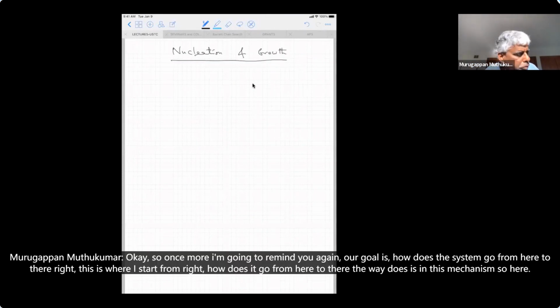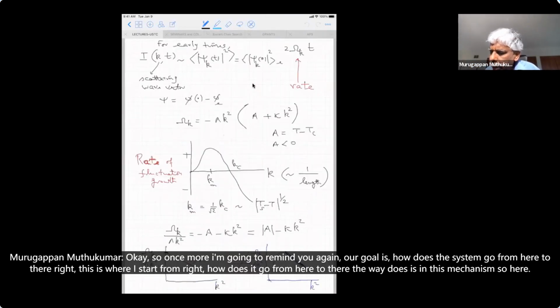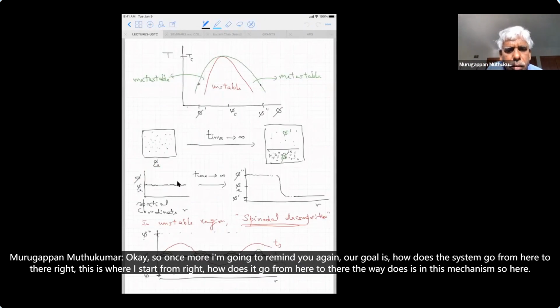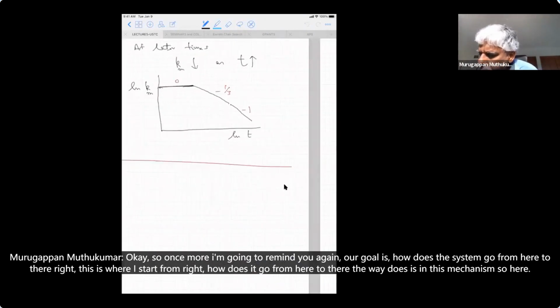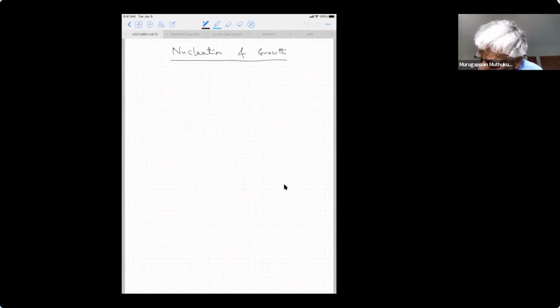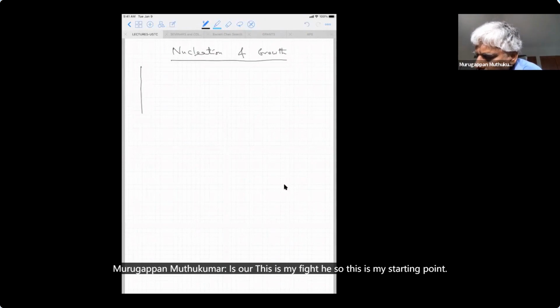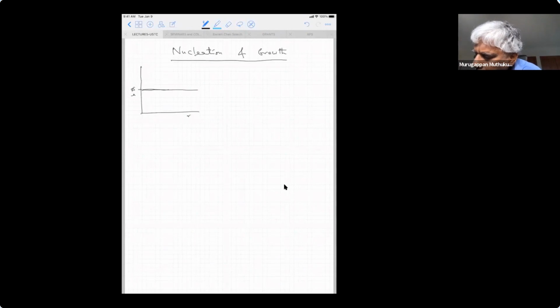Once more, I'm going to remind you, our goal is how does a system go from here to there. This is where I start from. How does it go from here to there? The way it does is through this mechanism. So here is R, this is my phi E, so this is my starting point. This is t equal to 0.